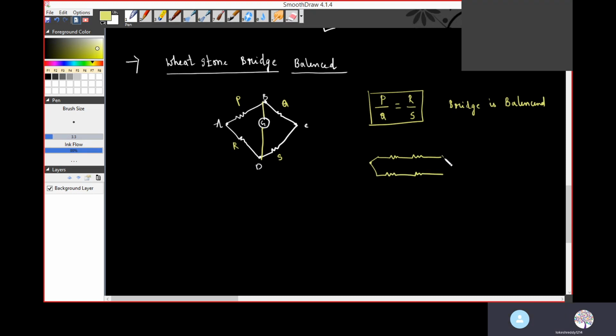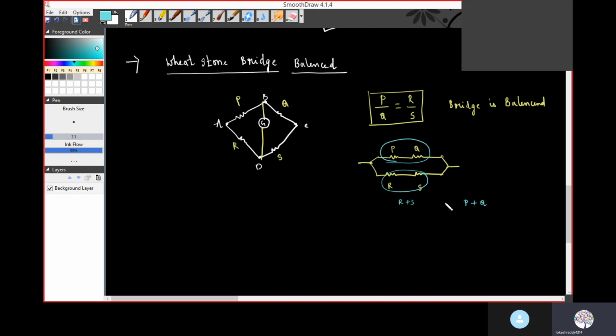Then we just consider it like P, Q, and here R and S. So we solve the problem like this: P, Q, R and S. These two are in series, so that is P plus Q, and these two are in series, R plus S. And P plus Q and R plus S are in parallel.